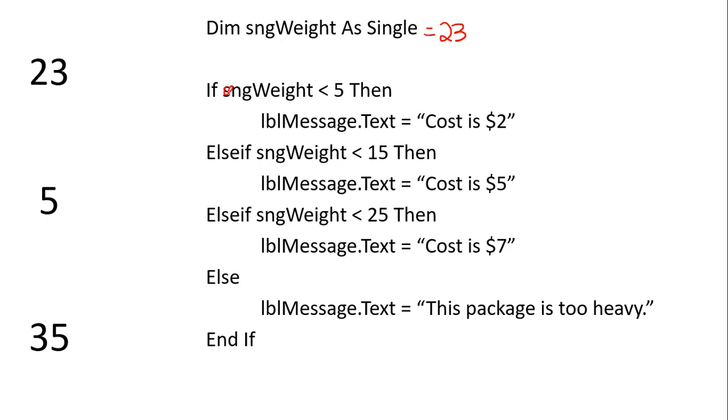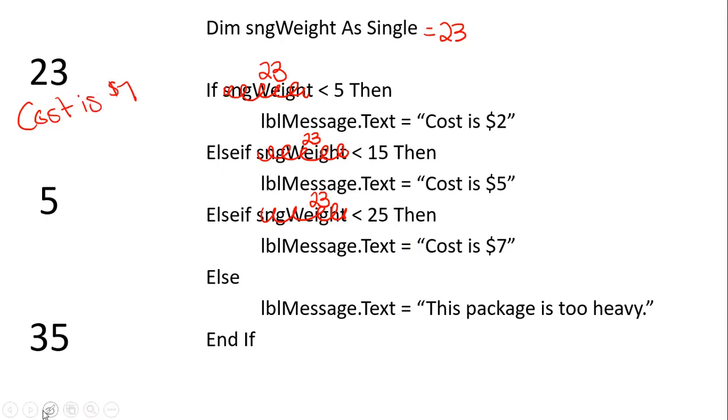So first thing I'm going to check is 23 less than 5. No, right? 23 is not less than 5. So I cannot display this. Let's check the next else if. Is 23 less than 15? No, right? So we gotta check the next else if. Is 23 less than 25? Yes, right? That is a true statement. So since that is a true statement, what we're going to display is cost is $7.